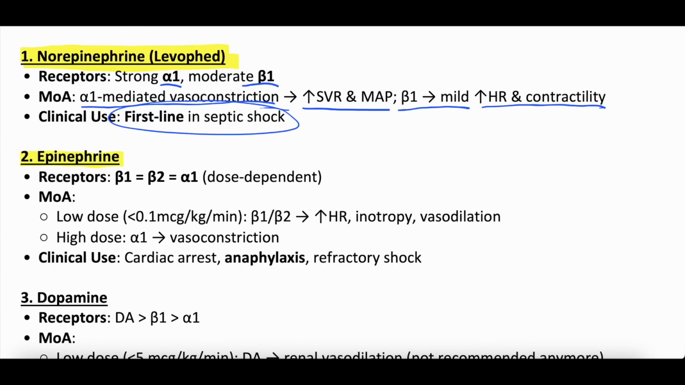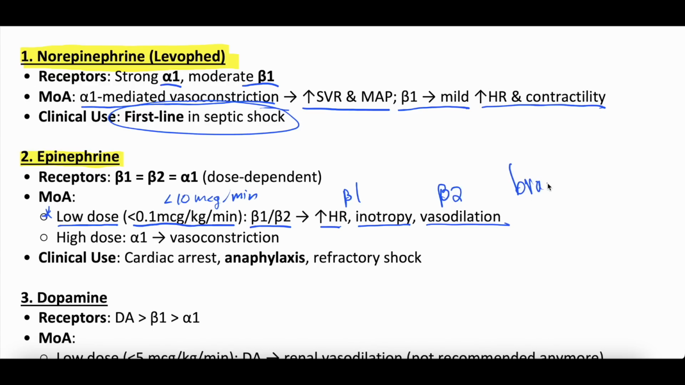Epinephrine. It is dose dependent, right? So at lower doses, epinephrine actually is mostly beta-1 and beta-2. So it mostly causes increased heart rate, increased inotropy or contractility, and then vasodilation. Remember, heart rate and inotropy is beta-1, vasodilation is beta-2. So at low doses of epinephrine, around less than 0.1 micrograms per kilogram per minute, so for a 100 kilogram person, that'd be less than 10 micrograms per minute, and this is an estimate, it primarily affects the heart. It primarily increases heart rate, increases inotropy, and then causes some vasodilation.